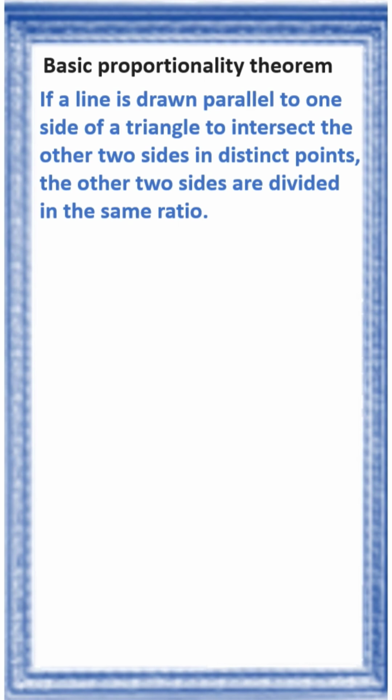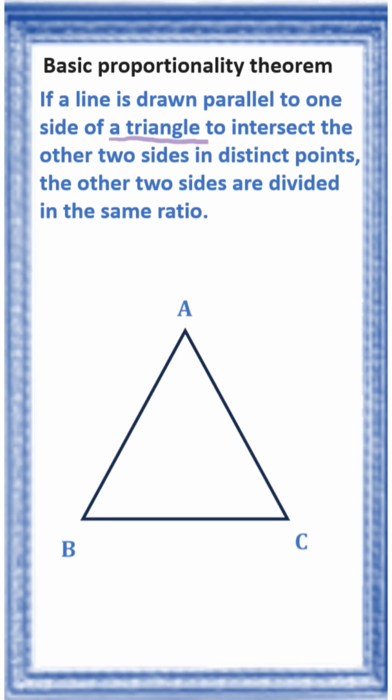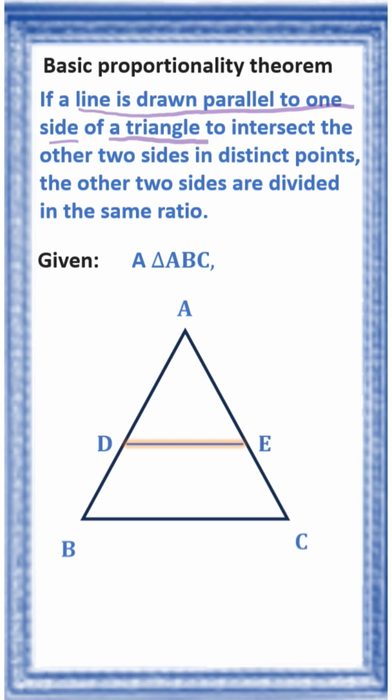Here, what has been given? A triangle. Now let us have a triangle ABC. So given is triangle ABC. A line is drawn parallel to one side of the triangle. Let the side be BC. Now let us draw a line parallel to BC. The parallel line is DE. So it cuts AB at D, see the figure, and AC at E. So now DE is parallel to BC.